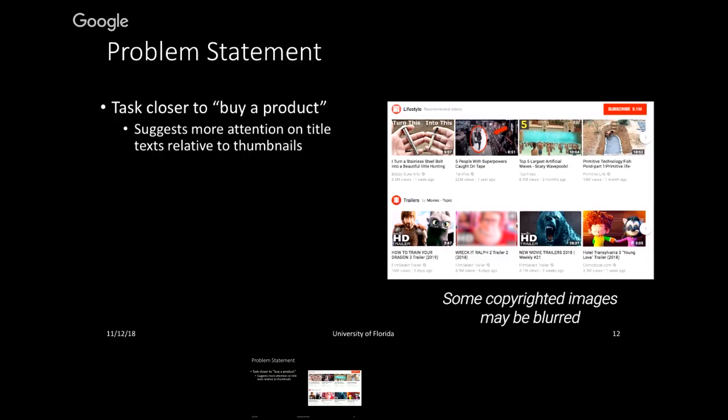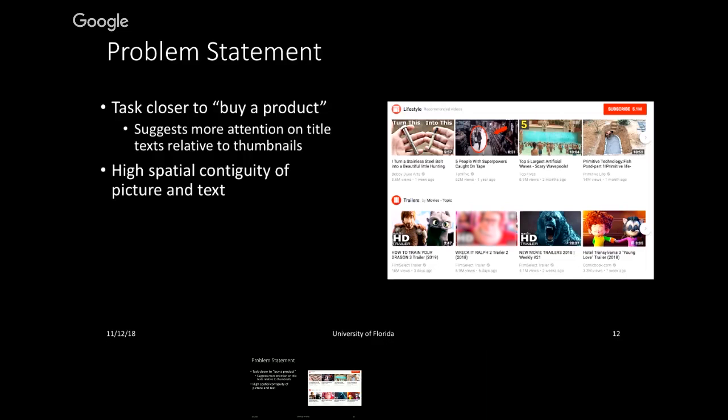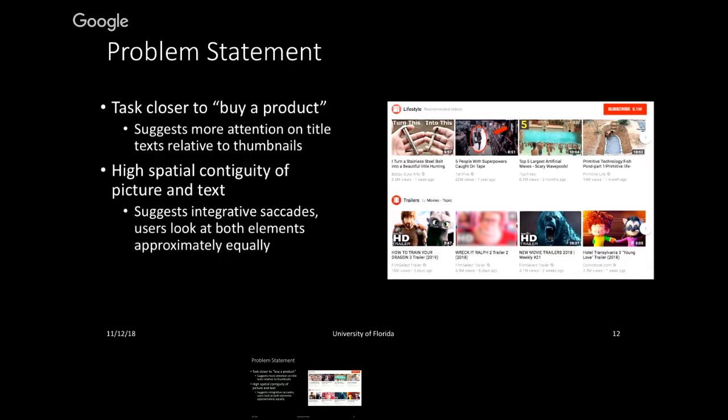However, because of the layout, there's high spatial contiguity of picture and text. And what that means is maybe there will be a lot of integrative saccades, so the user will switch back and forth. And that might suggest that equal amounts of time is spent on both of these UX elements. Right? So which one is it going to be?